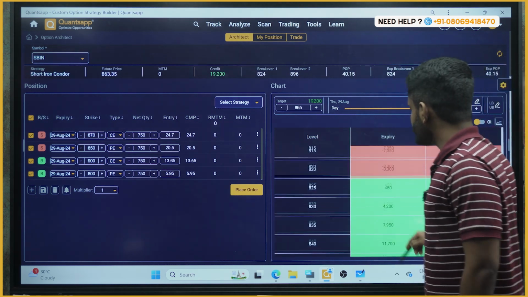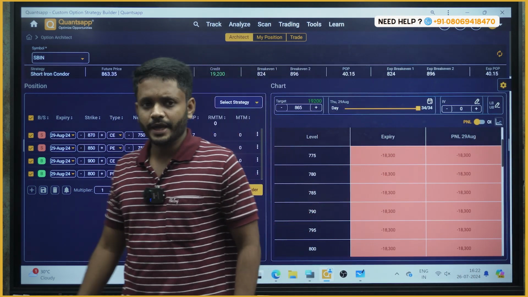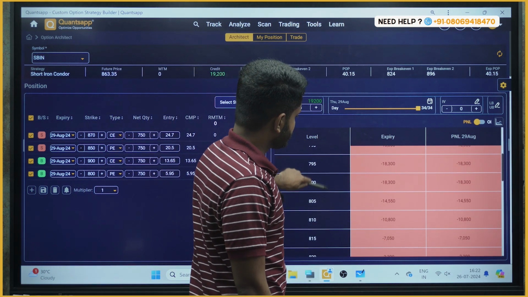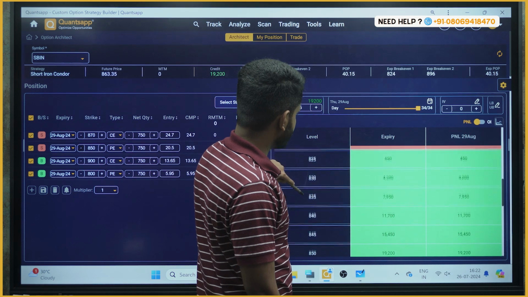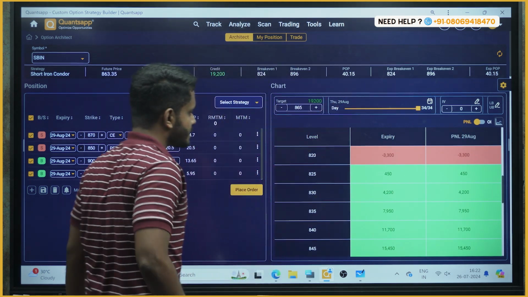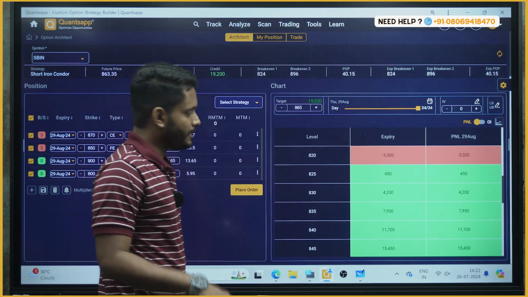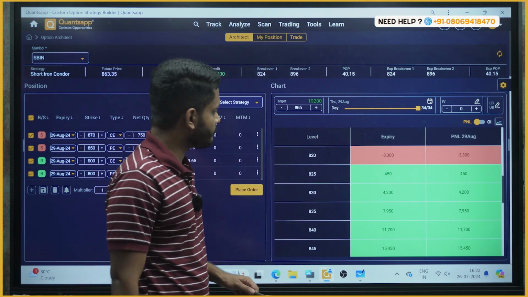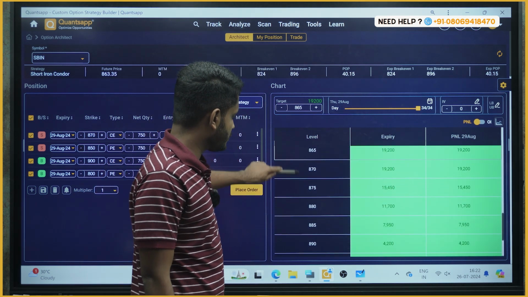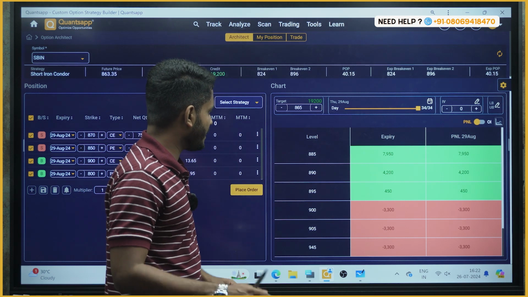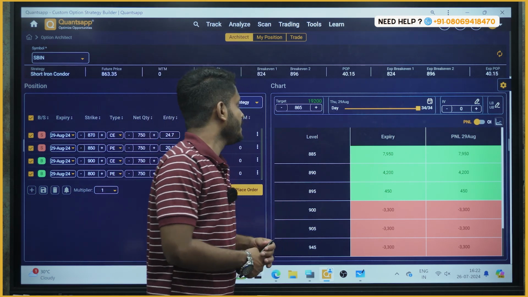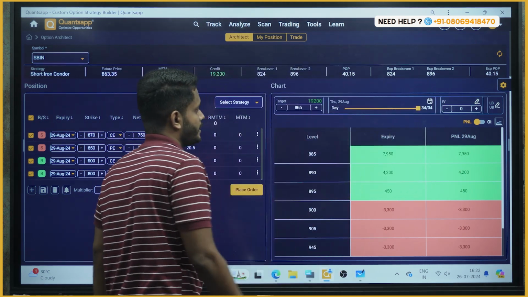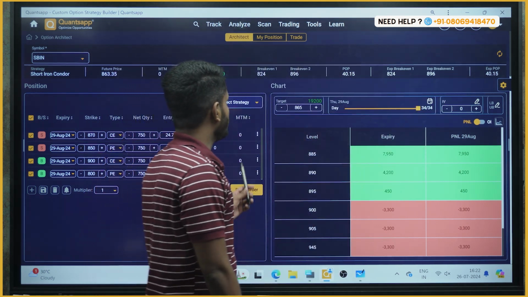The payoff is more or less the same. You can choose whichever strategy as per your convenience. On the downside, if you deploy a short iron condor, approximately 820.25 is your break even, and on the upside, if the stock surges, your break even is somewhere around 895 to 900 levels. You can also see the expiry break even over here.